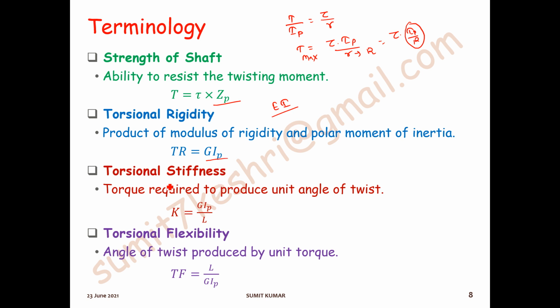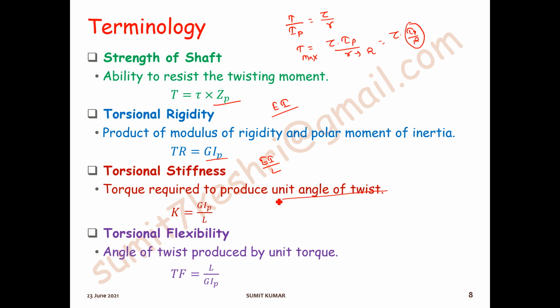Okay, now the next term is torsional stiffness. It is also very similar to flexural stiffness, and the formula for flexural stiffness is EI by L. You can see the formula for torsional stiffness is G Ip by L. G is again the shear modulus, Ip is the polar moment of inertia, and L is the length of the shaft. And the definition of torsional stiffness is the torque required to produce unit angle of twist.